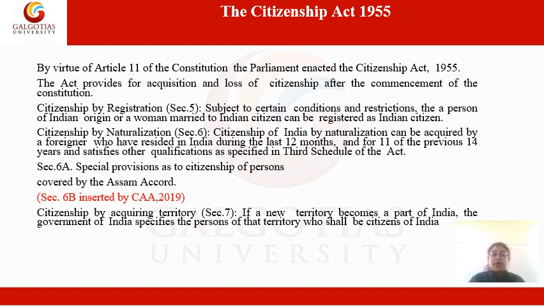Now, in my previous slide, I have already dealt with certain basic aspects of citizenship, that is, how many are the ways through which citizenship can be acquired in India. So, I'm again repeating that broadly there are four ways through which citizenship can be acquired, that is, by birth, by descent, by registration, by naturalization.